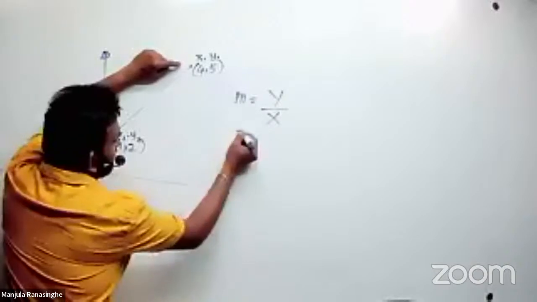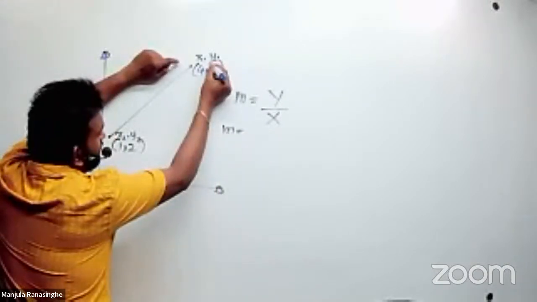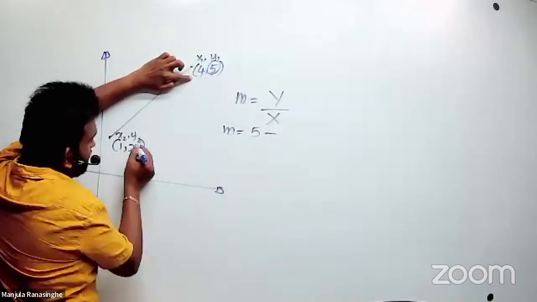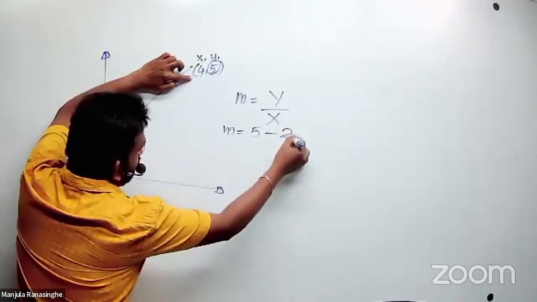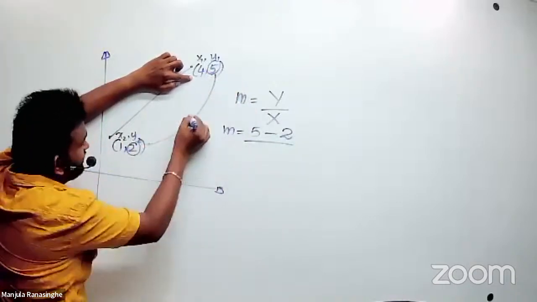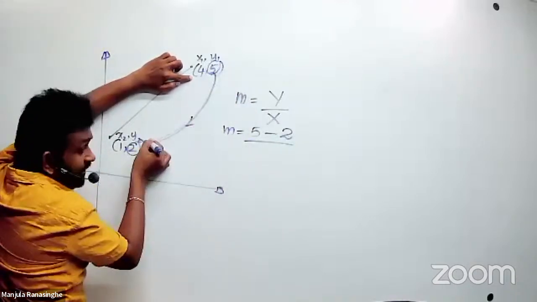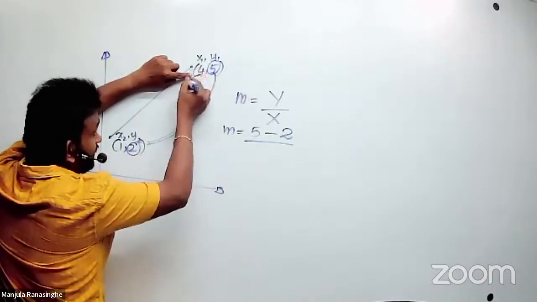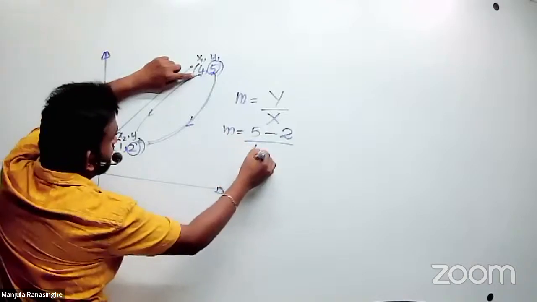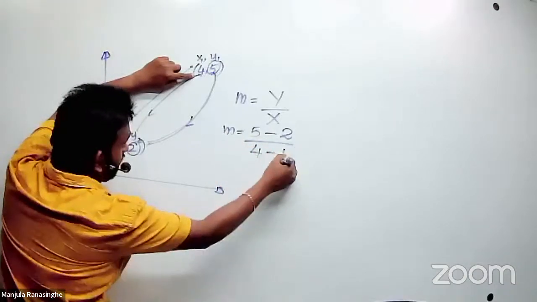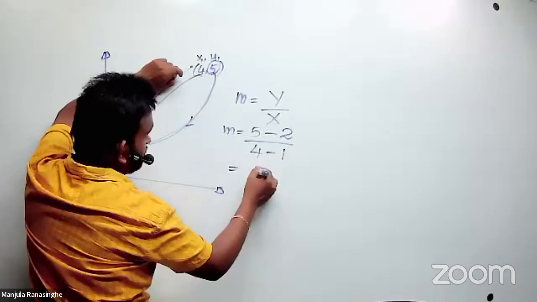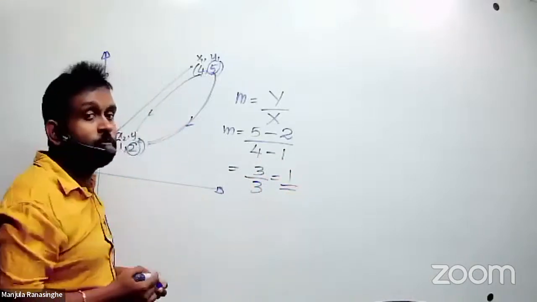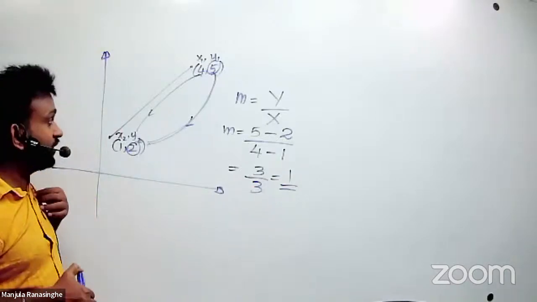Now I take this y coordinate, 5, subtract, and here the y coordinate 2, over. So I took it in this way, see this arrow, here to here is the y difference. Similarly, I take the x difference also starting from here to here. So 4 subtract the x coordinate 1. So 5 subtract 2 is 3, upon 4 subtract 1 is 3. So 3 upon 3 becomes 1. Got it? So now the gradient is 1.